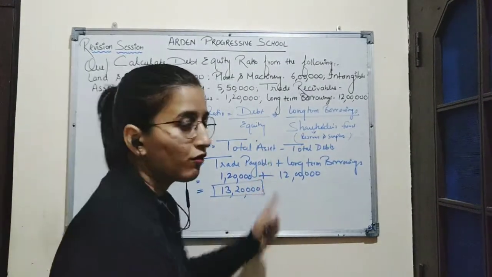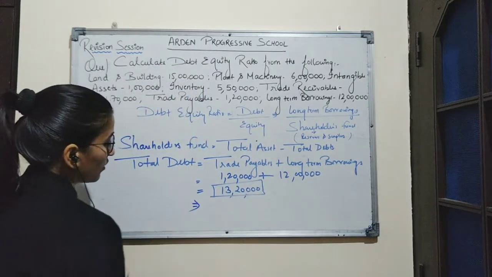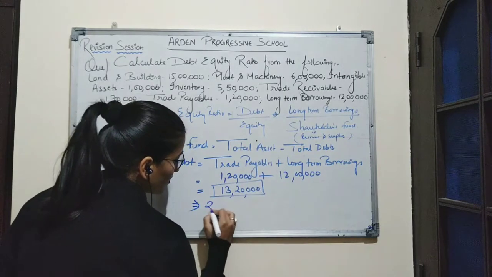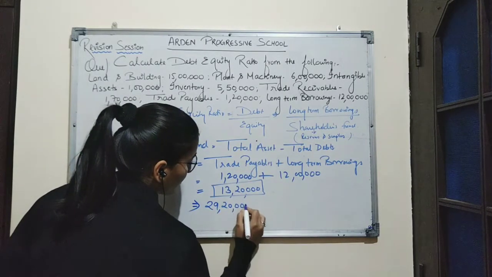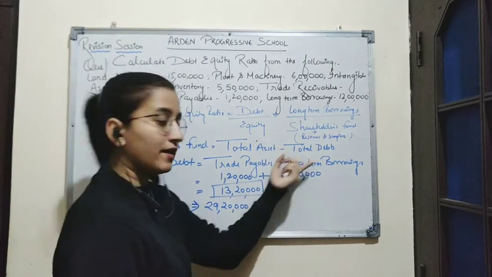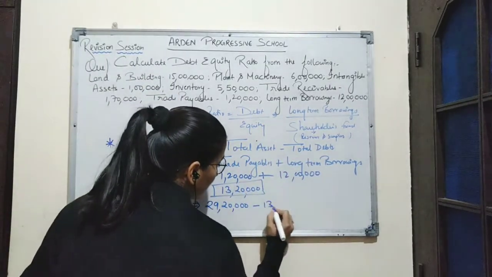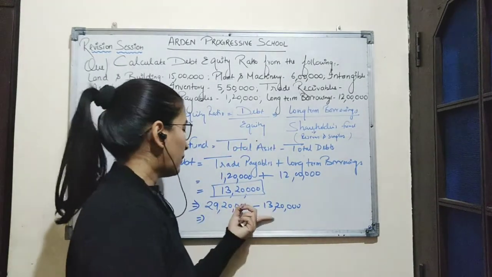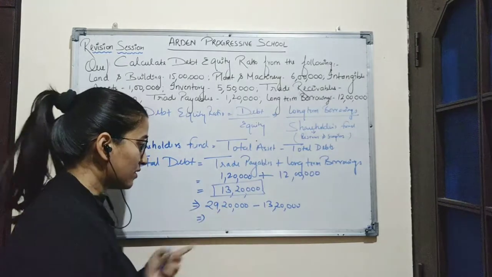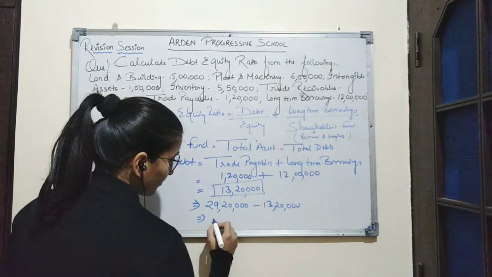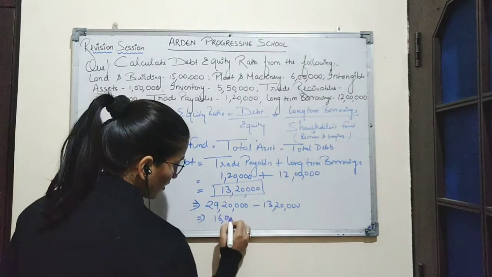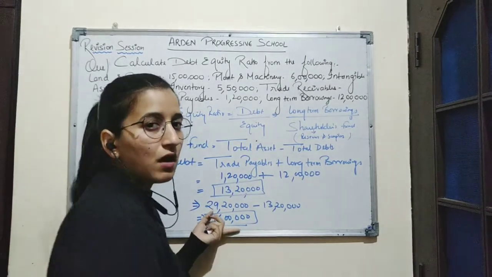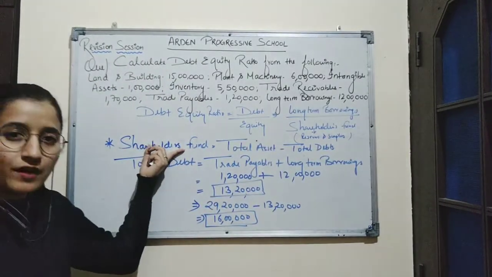Now we'll put this value in the formula. To calculate shareholders fund, formula is total asset. Total asset amount is rupees 29,20,000 minus total debt. Amount of total debt is rupees 13,20,000. So by deducting 13,20,000 from 29,20,000, we get the amount rupees 16 lakh. So 16 lakh is the amount of shareholders fund.